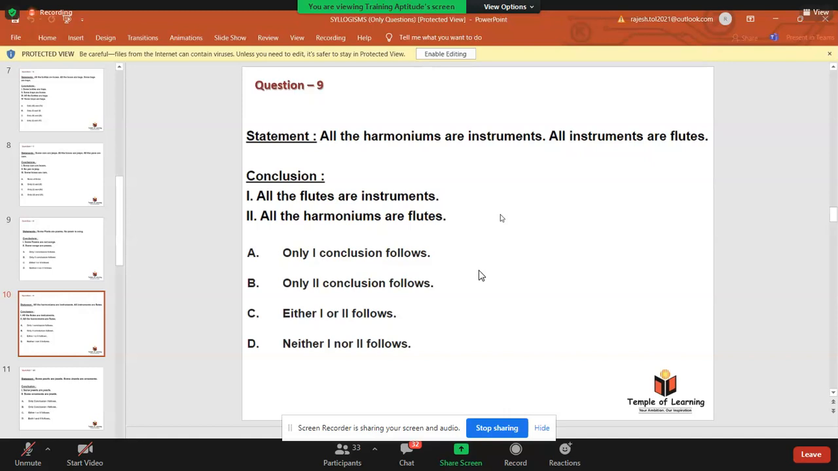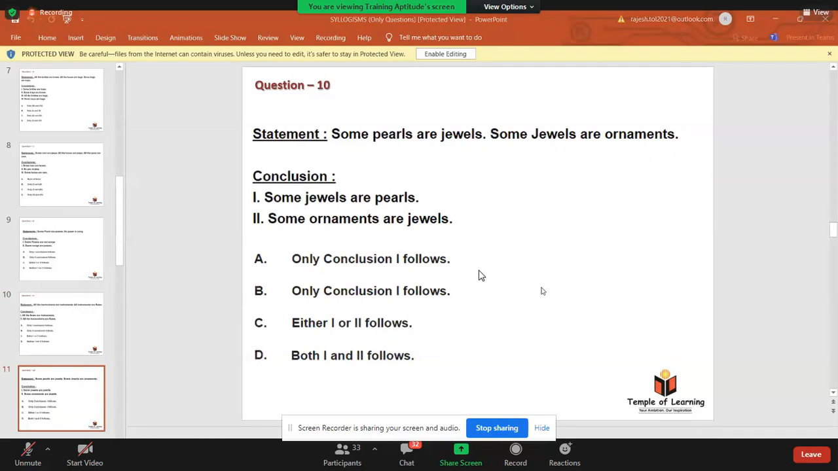All the flutes are instruments is incorrect. All the harmoniums are flutes, because that's the biggest set. So option 2. Nihal, option A is not correct. Opposite is not true. If all instruments are flutes, then all flutes are not instruments. Never. Tenth, quickly.